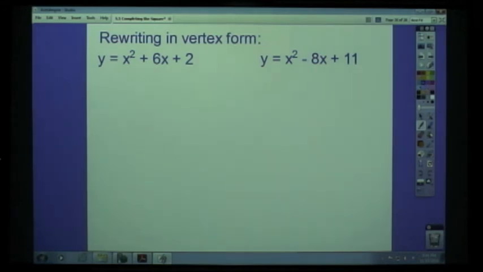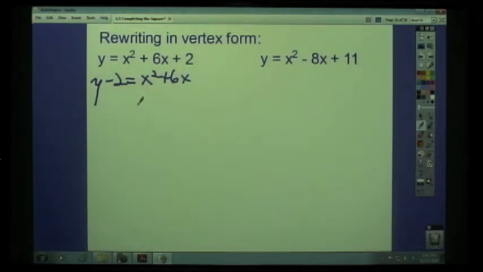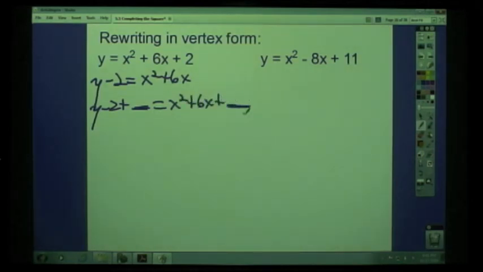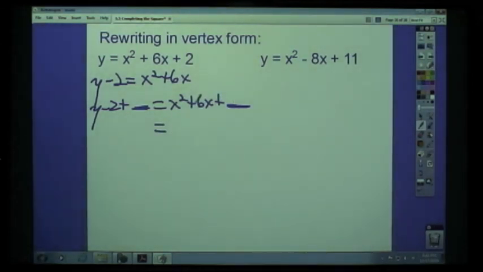Alright, so here we go. So y minus 2, I subtract the 2 over to get it over to the other side. Then I'm going to add something to both sides to make the right-hand side be a perfect square trinomial. Remember, completing the square. So what do I add? I take 6 divided by 2, that's 3. 3 squared is 9. So 9 is what I add to both sides.